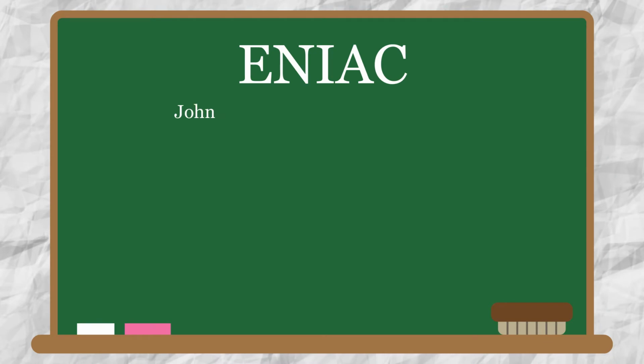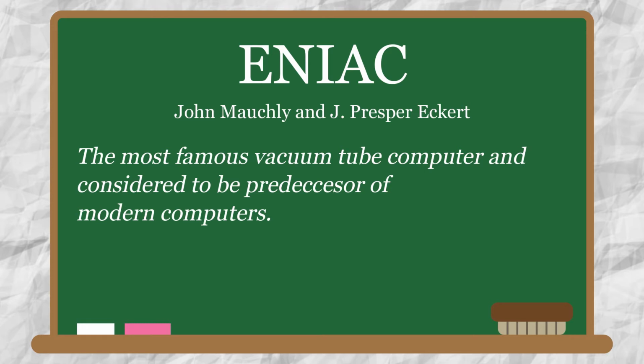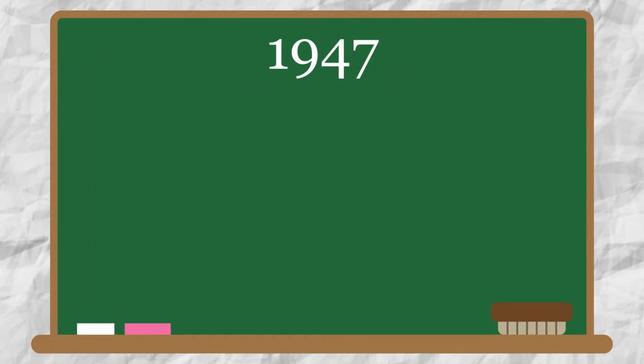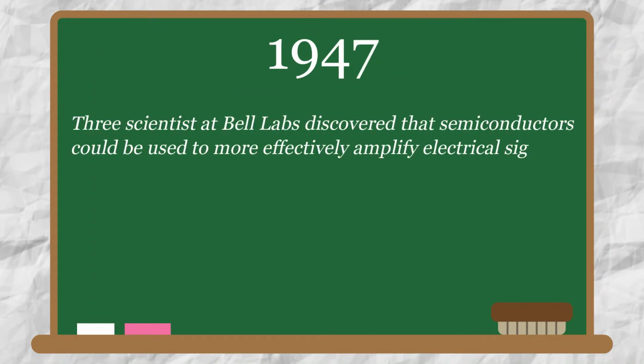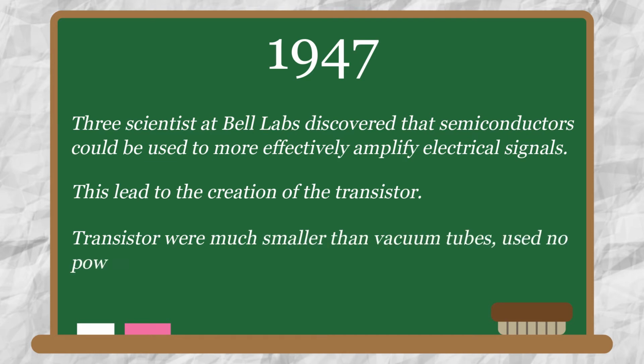The most famous vacuum tube computer, and one considered to be a predecessor of modern machines, was the ENIAC, invented by John Mauchly and J. Presper Eckert. It was the first fully electronic and general-purpose digital computer. In 1947, three scientists at Bell Labs discovered that semiconductors could be used to more effectively amplify electrical signals. This led to the creation of the transistor, which paved the way for modern computing. Transistors were much smaller than vacuum tubes, used no power unless in operation, and were extremely reliable.